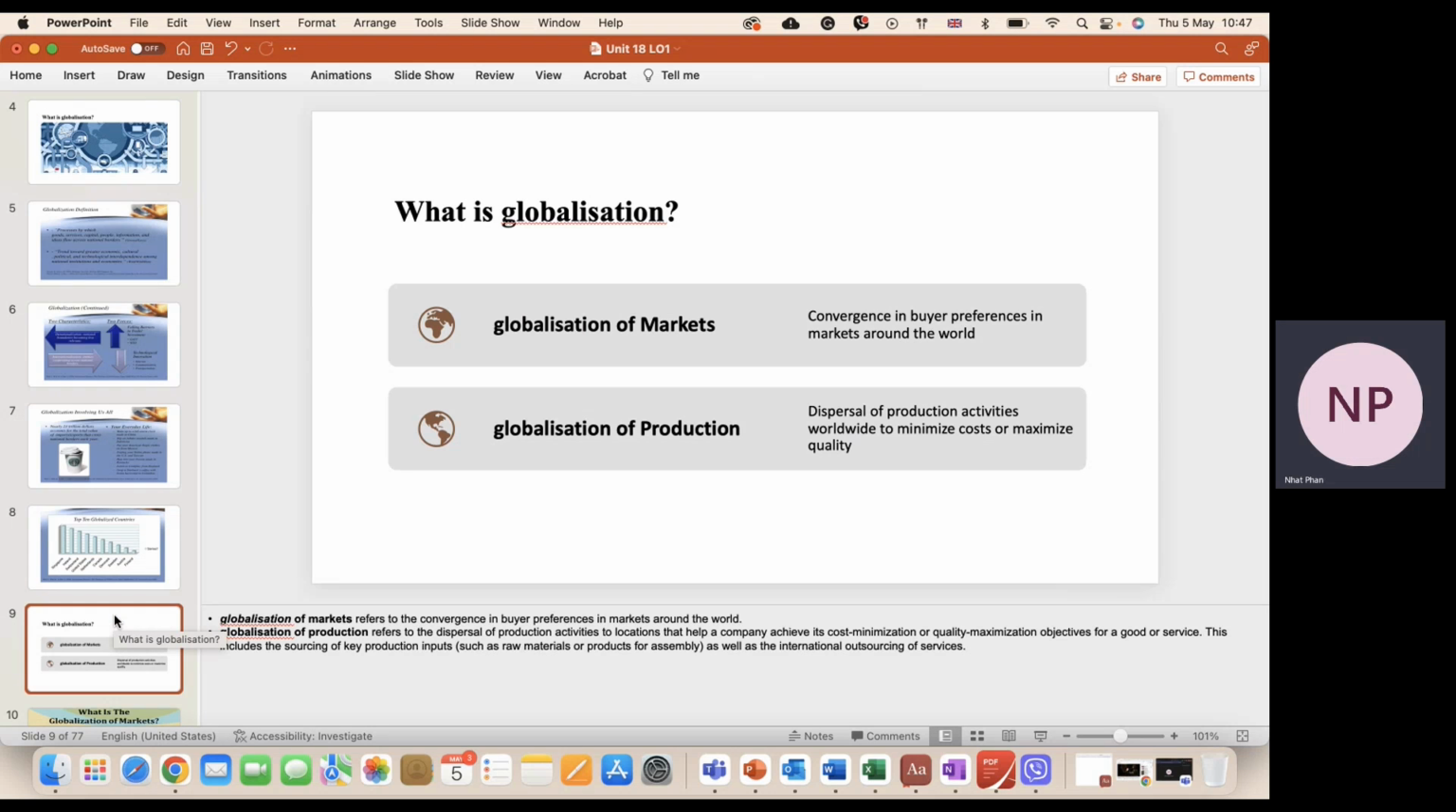So we can categorize globalization into two things: globalization of markets and globalization of production. Globalization of markets is the convergence in buyer preferences in markets around the world, and globalization of production is the dispersal of production activities worldwide to minimize cost and maximize quality.